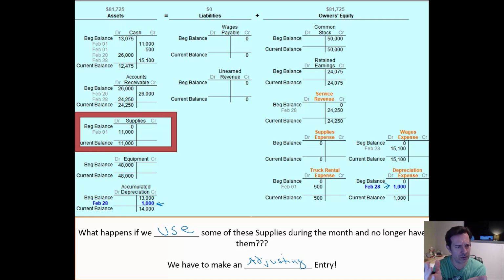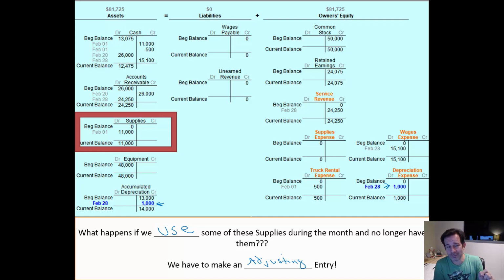You say, well, how do we know if we used up any of the supplies? Well, we send somebody we don't like, maybe an intern, to the supply closet, and we say, hey, we need you to count the supplies. And they stand in there and they count the Post-it notes and they measure the gas and they do everything they need to do to figure out what they have left in supplies.